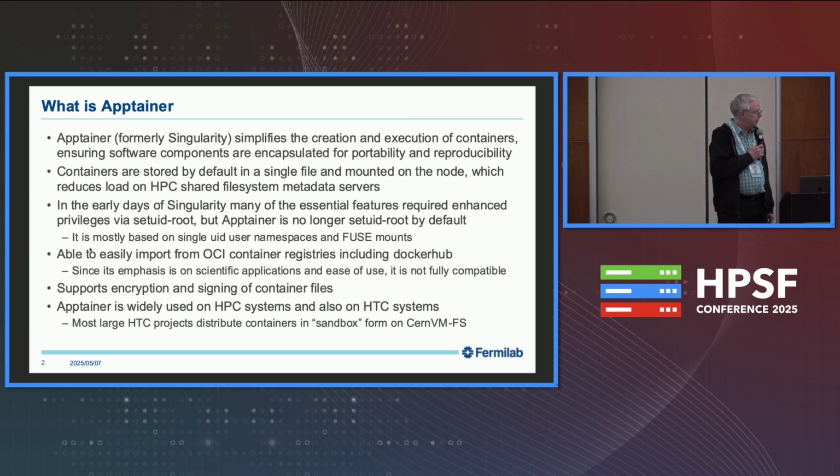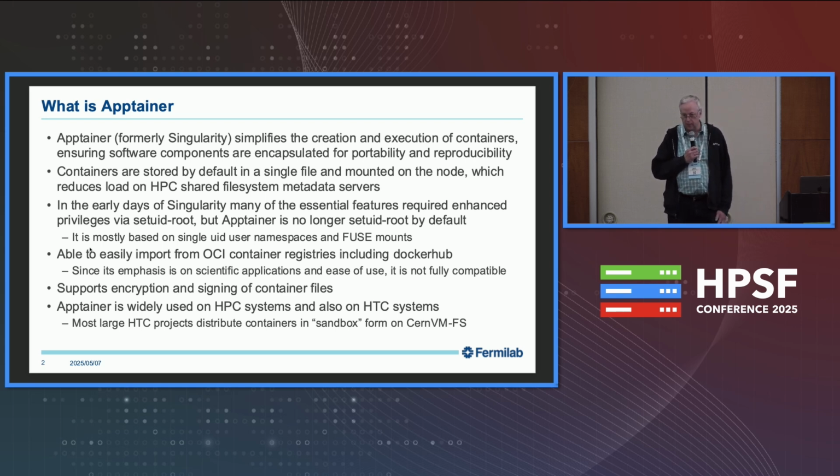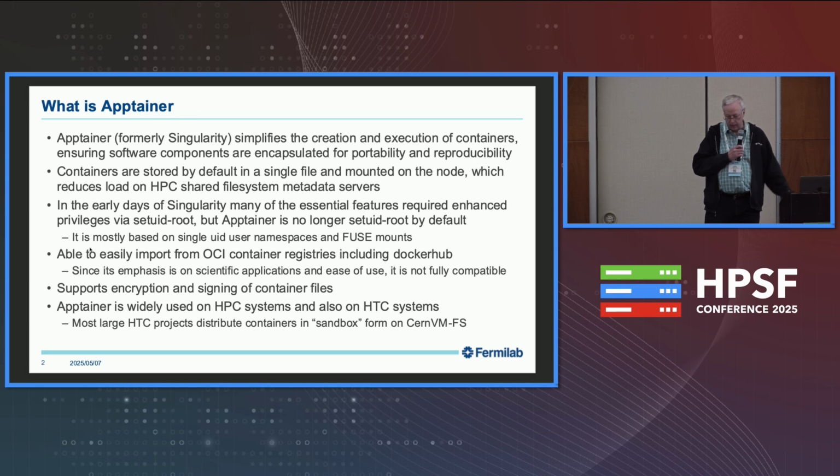Now in the early days, these types of operations, the mounting on the node and several other things, required enhanced privileges. So it was originally set UID root only, but Apptainer is no longer set UID root by default. It still has some features that you can only get when you install the set UID root portion of it. But instead, it's mostly based on a single user ID and a user namespace, an unprivileged namespace, and uses fuse mounts.